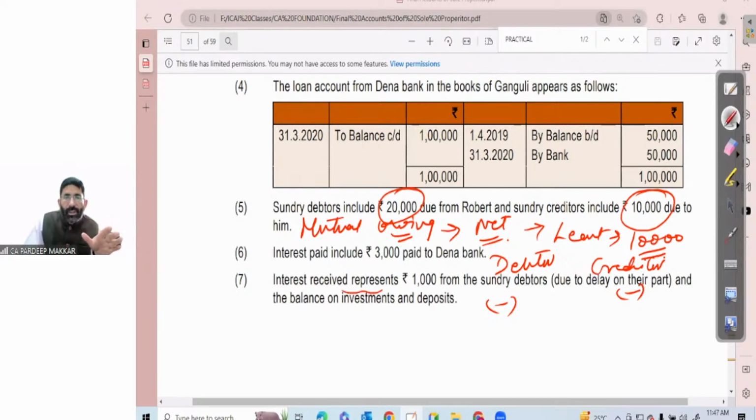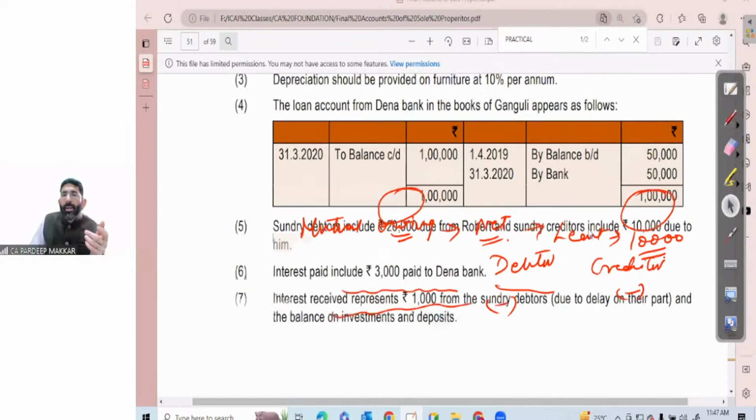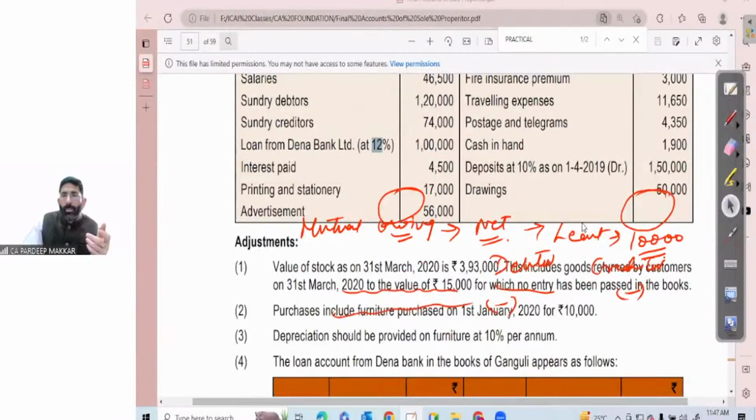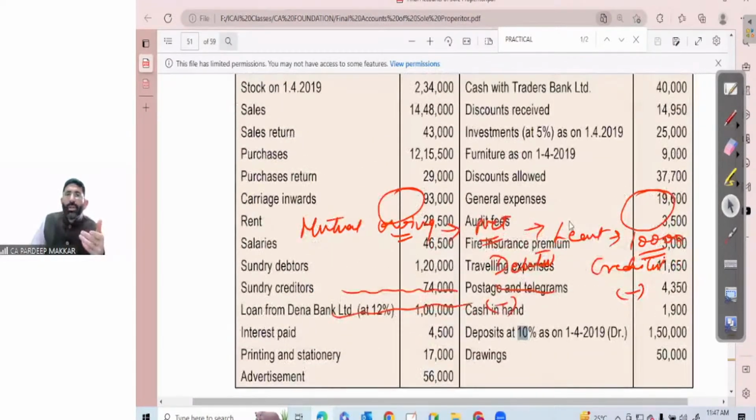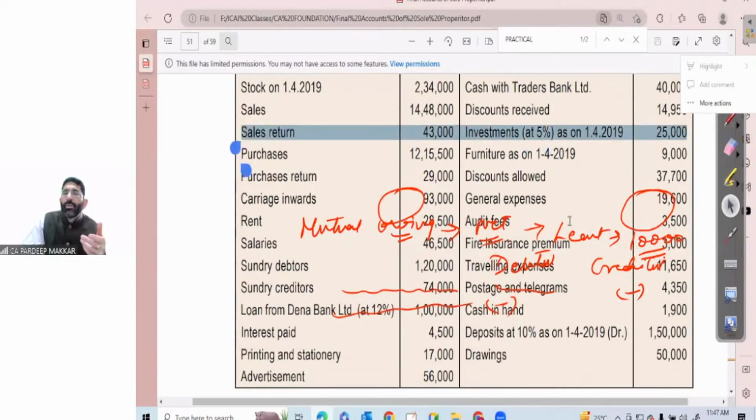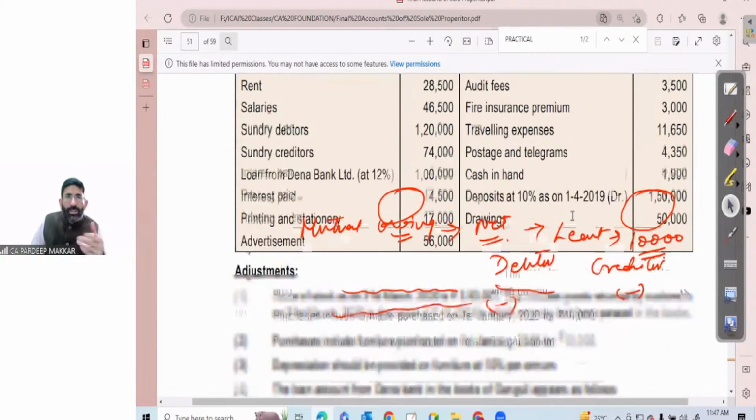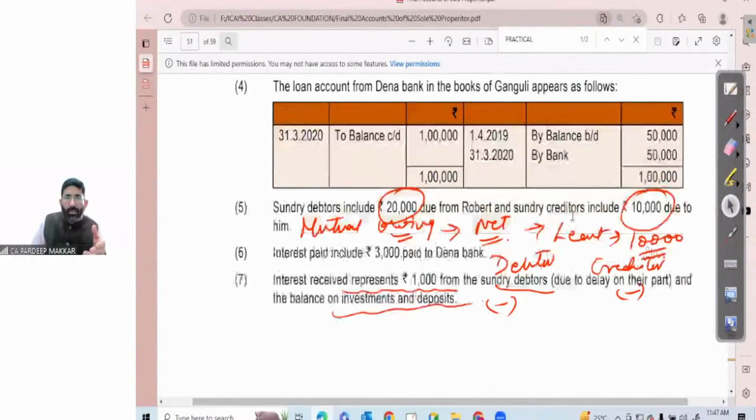Interest received represents 1,000 from the sundry debtors due to delay on their part, and the balance on investment and deposit. Why is it given, beta? Because an interest rate of 10% is given to you on deposits. So you have to check whether complete interest is entered in the books of accounts or not, to check the hidden adjustment. Interest is given on investment. This is also given for the purpose of checking whether interest is completely entered in the books of accounts, whether fully received or not. You are given this to look at all these adjustments. We will discuss it later.